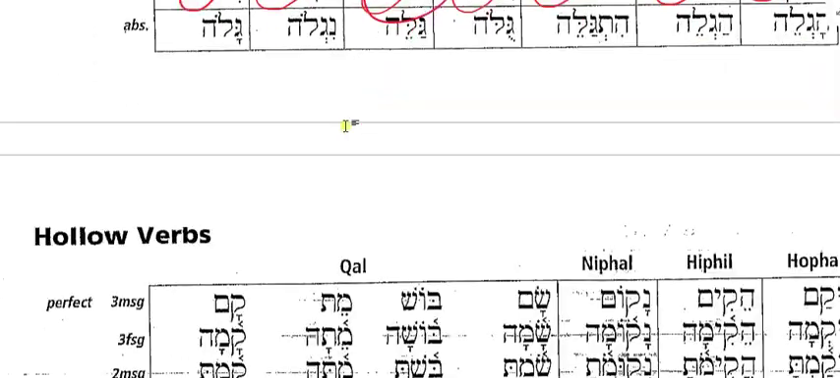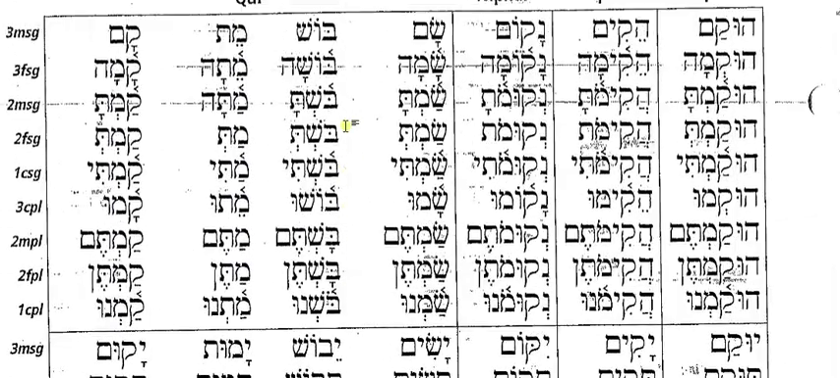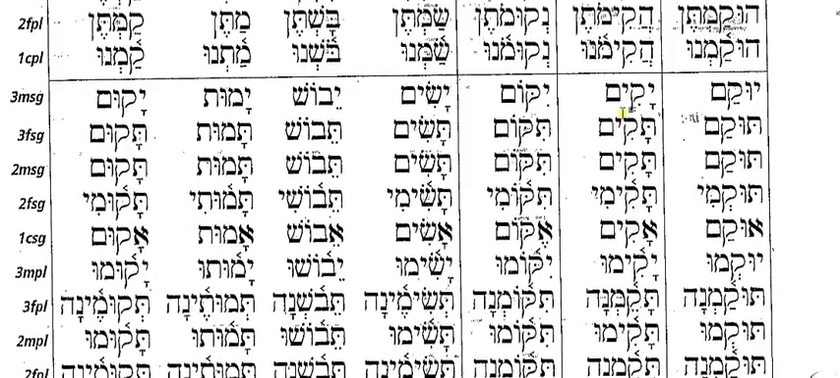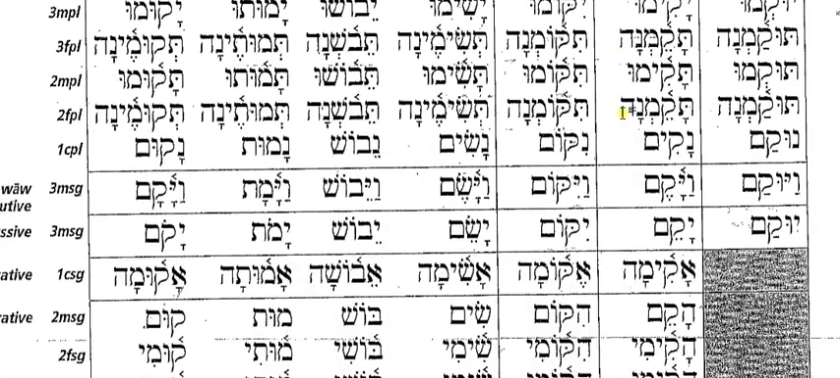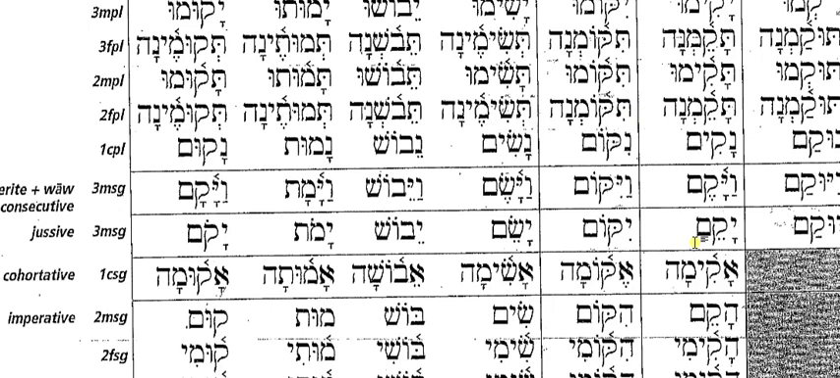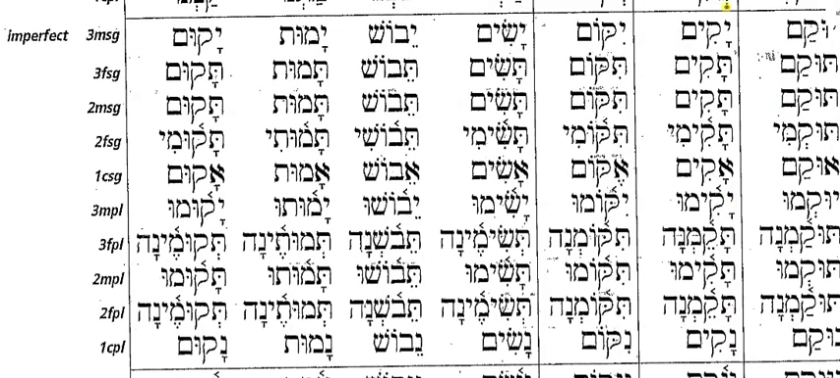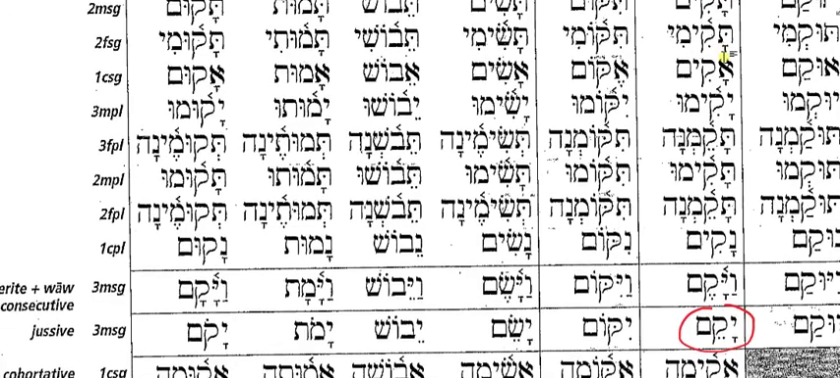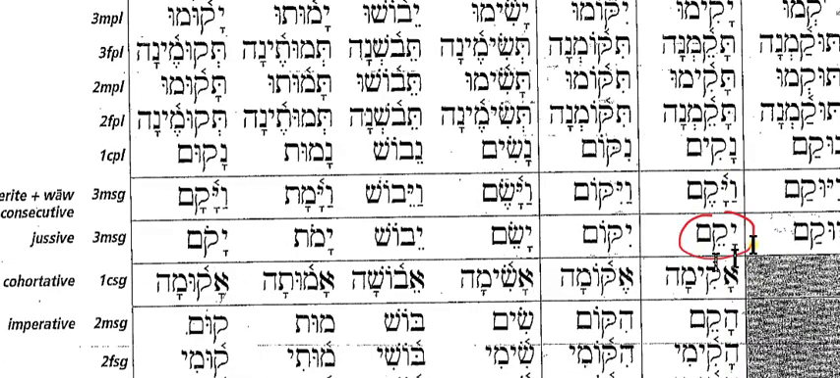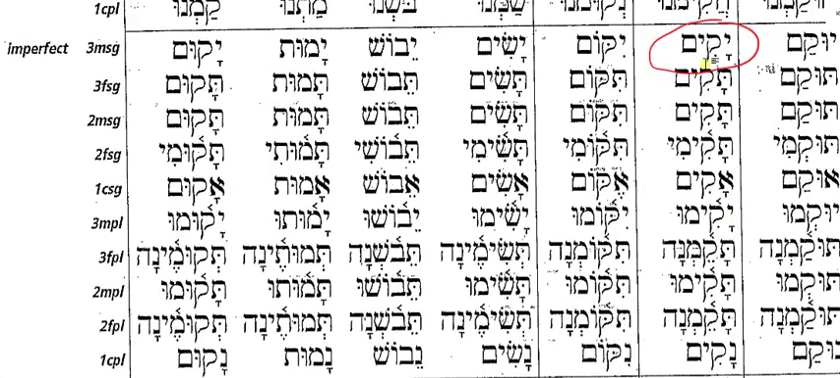But let's take a look here. Go to our hollow verbs. And hifil is the second to the last one here. Look at your jussive, which is right here, yakem. And look at your imperfect, which is yakim. You see the difference between those two? He will raise up in the hifil, and yakem, let him raise up. We have a tsere. We have a hiriq yod.